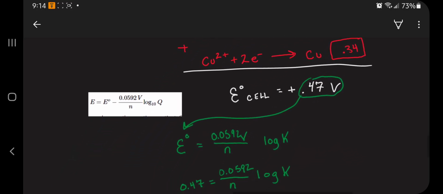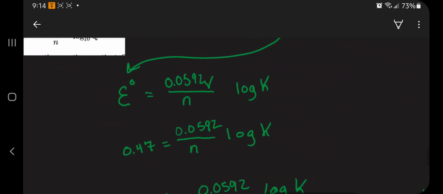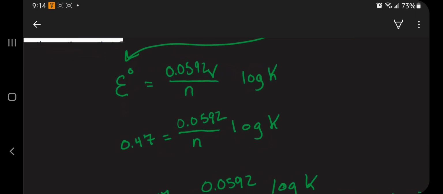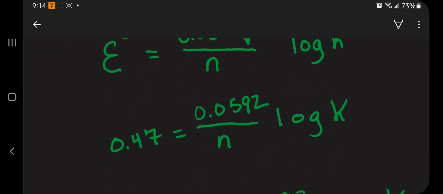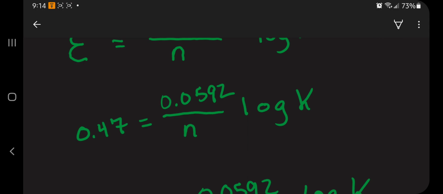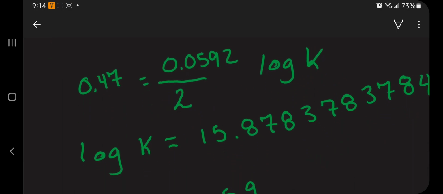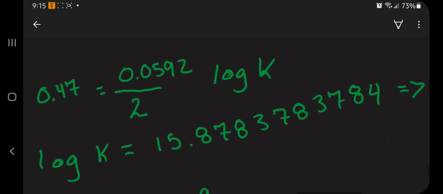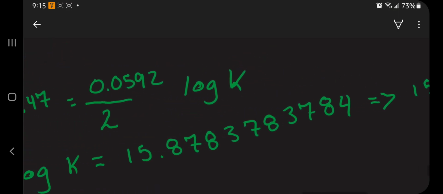In order to find the constant, well, the K value, we're going to use this formula right here. And plugging everything in, we'll come to here, then eventually here, which is where we plug in our 0.47 for our cell potential. And for the n, it is just the amount. So in this reaction, we had 2 electrons that were lost and 2 electrons that were gained. And doing this calculation, we get 15.8783783784. And we can simply round that to 15.9.